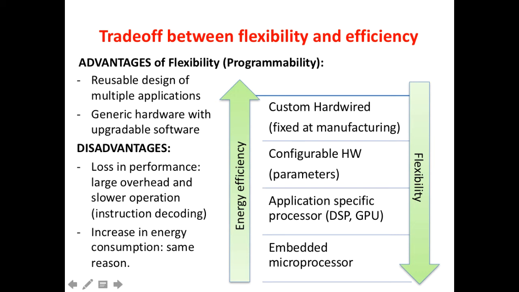Again, with respect to a custom hardware or a configurable hardware, using an application-specific processor gives you this loss in energy efficiency, which is still significant. And then finally, you have a completely general embedded microprocessor that, of course, provides you with the highest degree of flexibility, but it is also terrible from the point of view of energy efficiency.